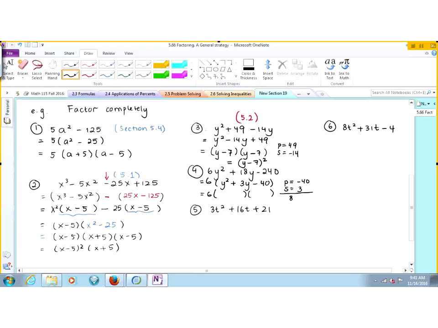So let's see. 8 and 5. Which one is positive? Which one's negative? The 8 is positive. The 5 is negative. So if we multiply, this is negative 40. If we add, this is 3. So y plus 8 and y minus 5. It doesn't matter. The order doesn't matter.